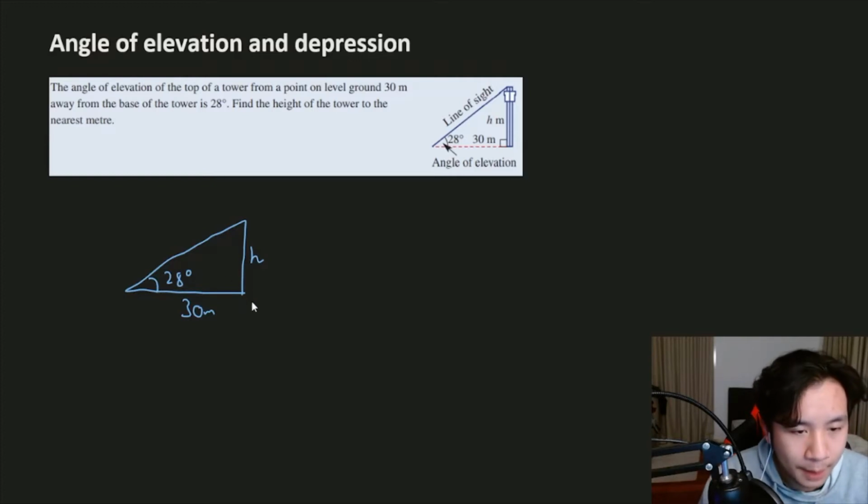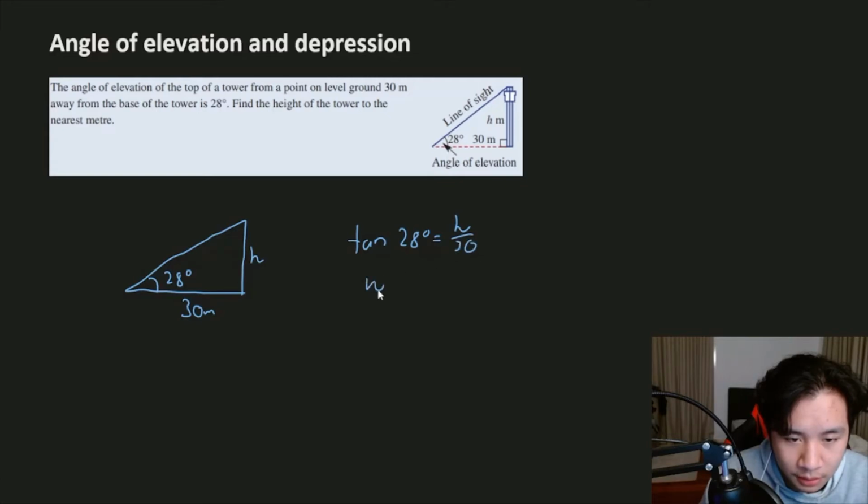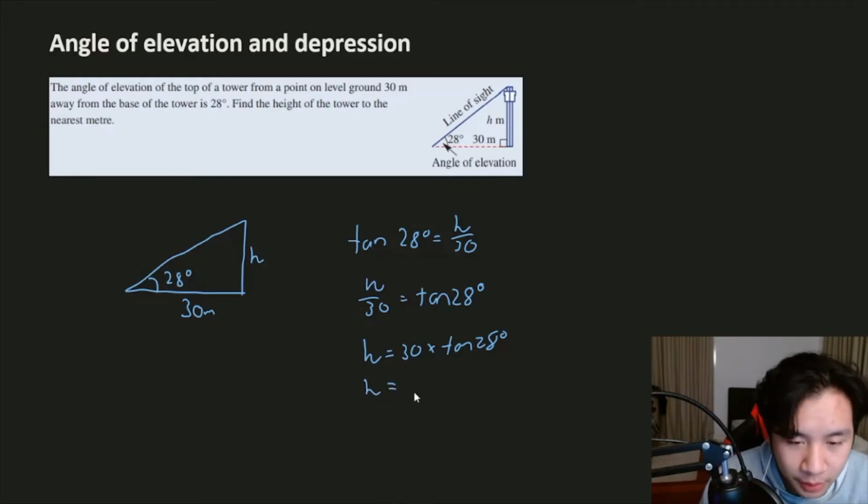And so I can use tan here to find out what h is. So this will be tan 28 degrees equals h over 30. And I'm just going to flip it so it's easier to see. And so to solve this, you just want to times 30 both sides. So h is equal to 30 times tan 28 degrees. And then you can punch this in the calculator. So to the nearest meter, this will give you 16 meters. Okay. And that's pretty much the solution.